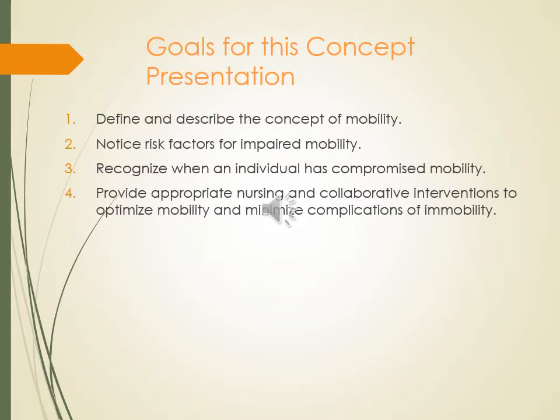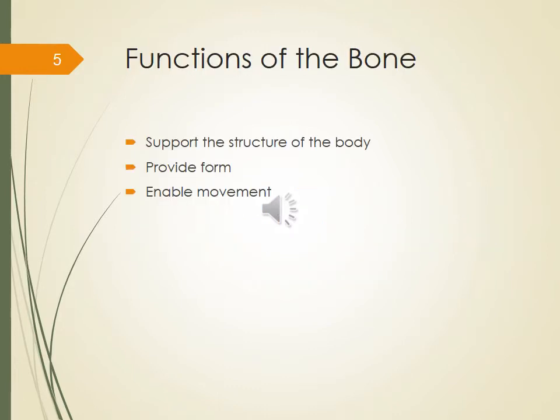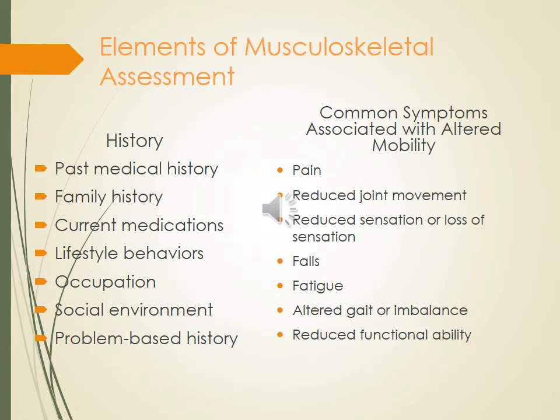The goals for this concept are to define and describe the concept of mobility, notice risk factors for impaired mobility, recognize when an individual has compromised mobility, and then provide appropriate nursing and collaborative interventions to optimize mobility and minimize complications of mobility. Mobility is a state or quality of being mobile or movable. Functions of the bone are to support the structure of the body, provide our form, and also allow us to actually move.